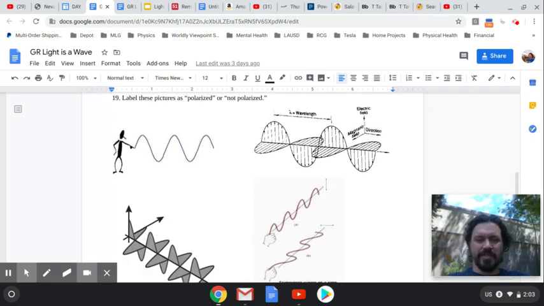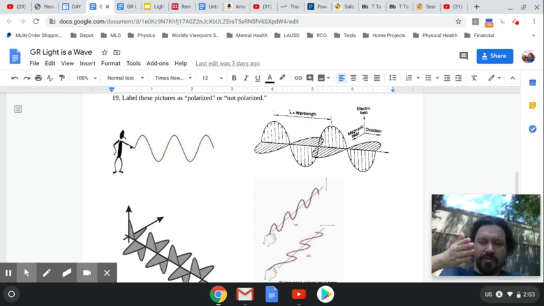So we're looking at these pictures here, and some of these are in one plane and some are not. Like this one, it's very clear. It's just up and down. It's not going sideways or anything like that. It's just going up and down, and up and down. So this is polarized.